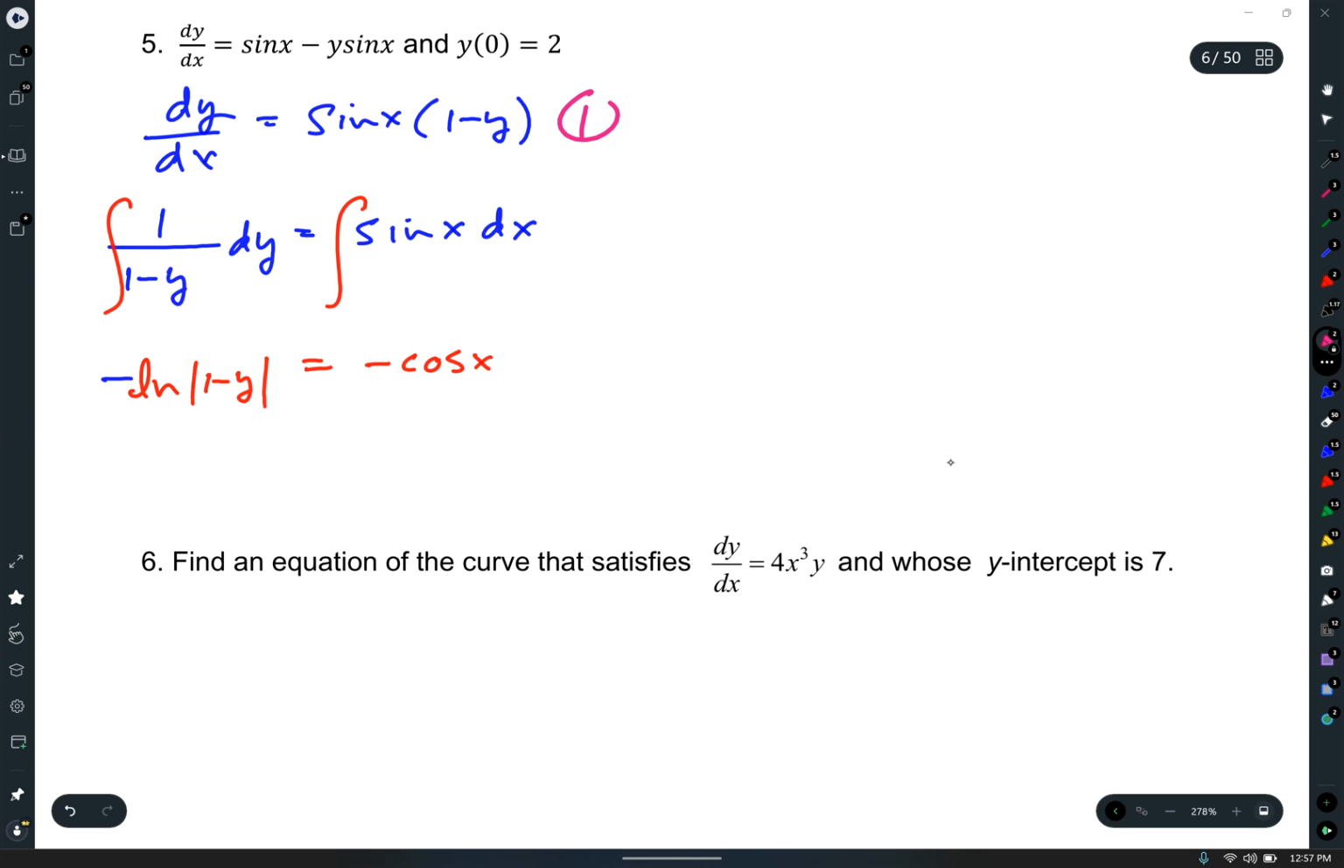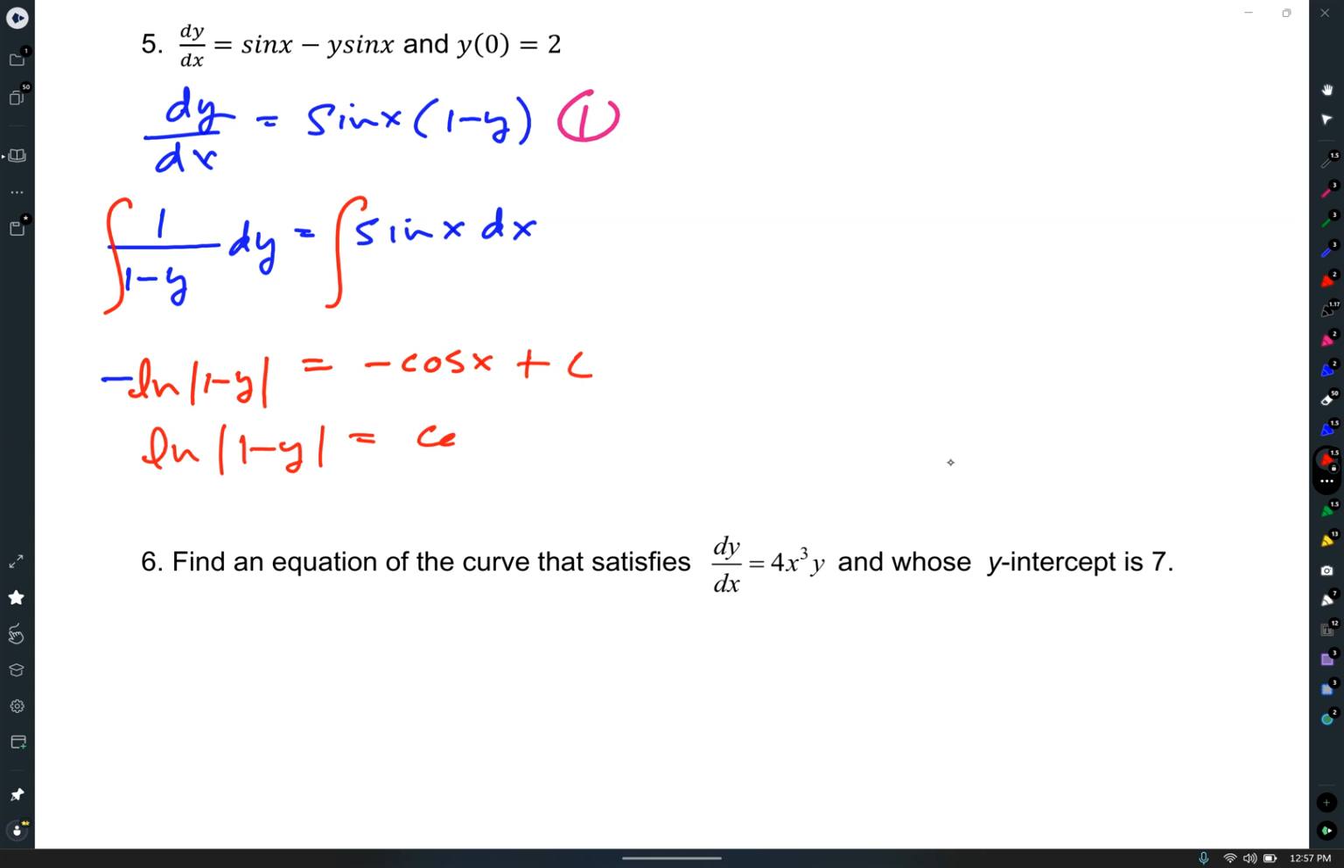All right, so let's see. We have our plus C. Here's what I would do. Before I E it up, you don't want to E it up unless you have just a natural log. I don't want to E it up with that negative. So why don't I multiply through by a negative to get rid of that first? And so I have the natural log of 1 minus y equals positive cosine.